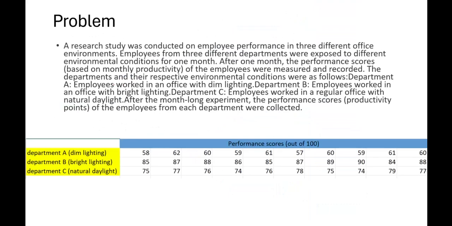The example says that we have a research study on employee performance based on the office environment. We have three different departments and each has different lighting. Department A is dim, one is bright, and one is natural, and we check for performance. And these are the performance of the employees.